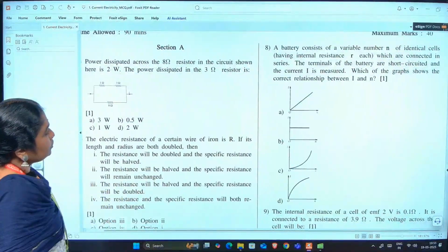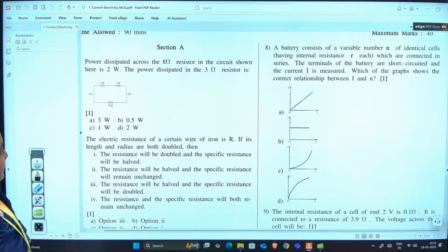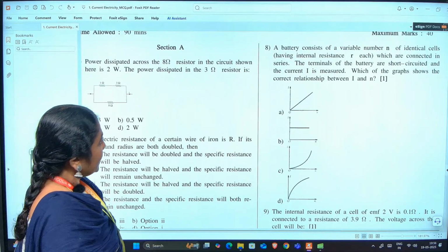A battery consists of a variable number of identical cells, each having internal resistance R, which are connected in series. The terminals of the battery are short circuited and the current I is measured. Which of the graphs shows the correct relationship between I and N?